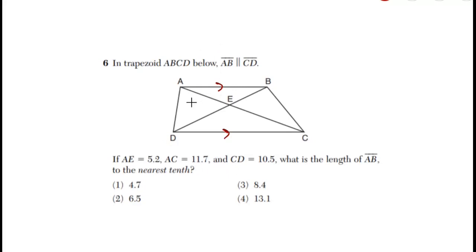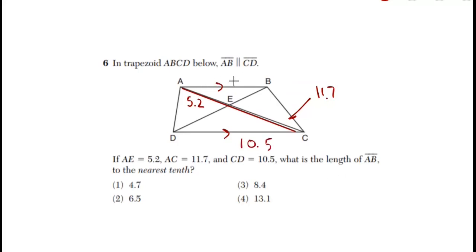So they tell us AE is 5.2. They tell us AC, so this whole thing, is 11.7. So I'll just make an arrow to that. 11.7. There we go. And CD is 10.5. What's the length of AB? So we're looking for this up here.